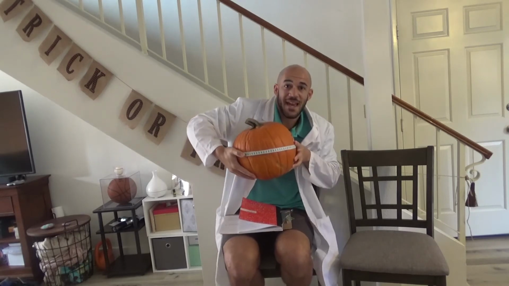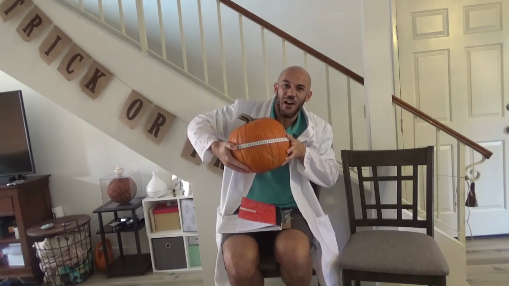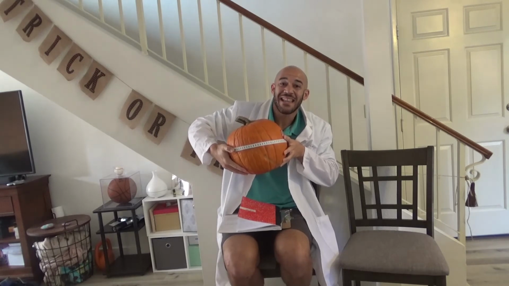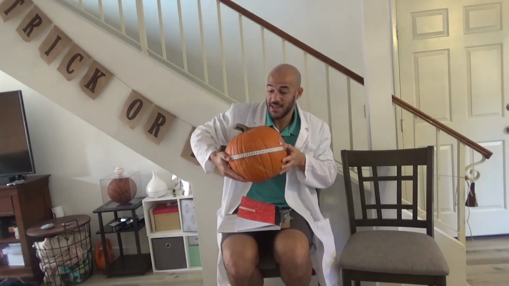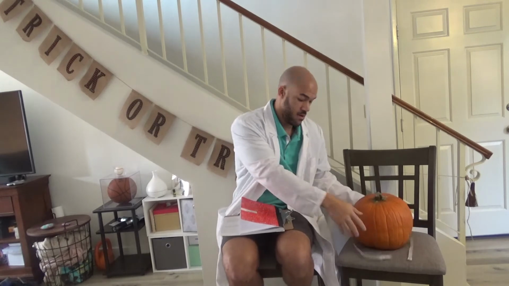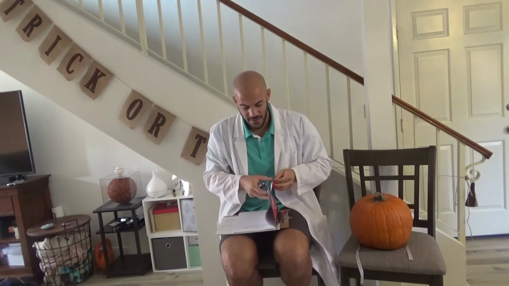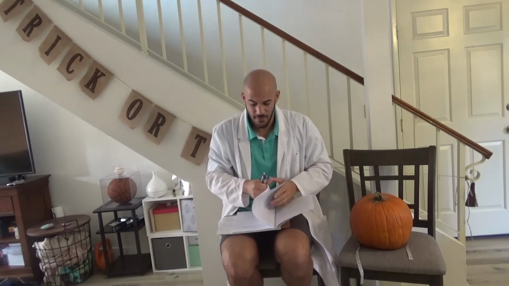So my pumpkin has a circumference of 89 centimeters. This is a large pumpkin. And once I have measured my circumference, I'm going to input the data, right? We're going to input it back into our journal.